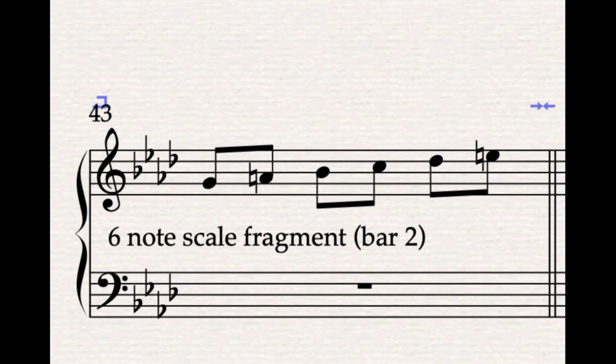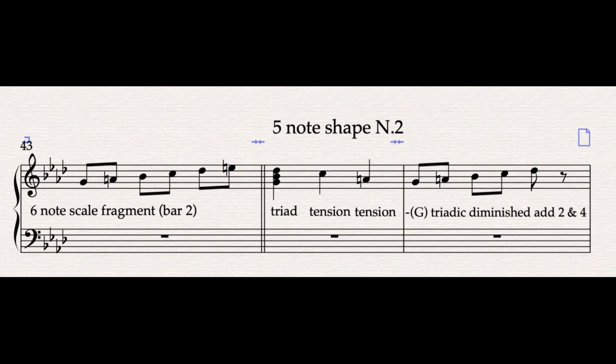And now let's move on to bar number 2. As I explained in my first lesson, Pillar 1, the analysis, the thematic material present in bar 2 can also be associated or related to a 6-note scale fragment, from which we can extract another 5-note shape. Number 2.